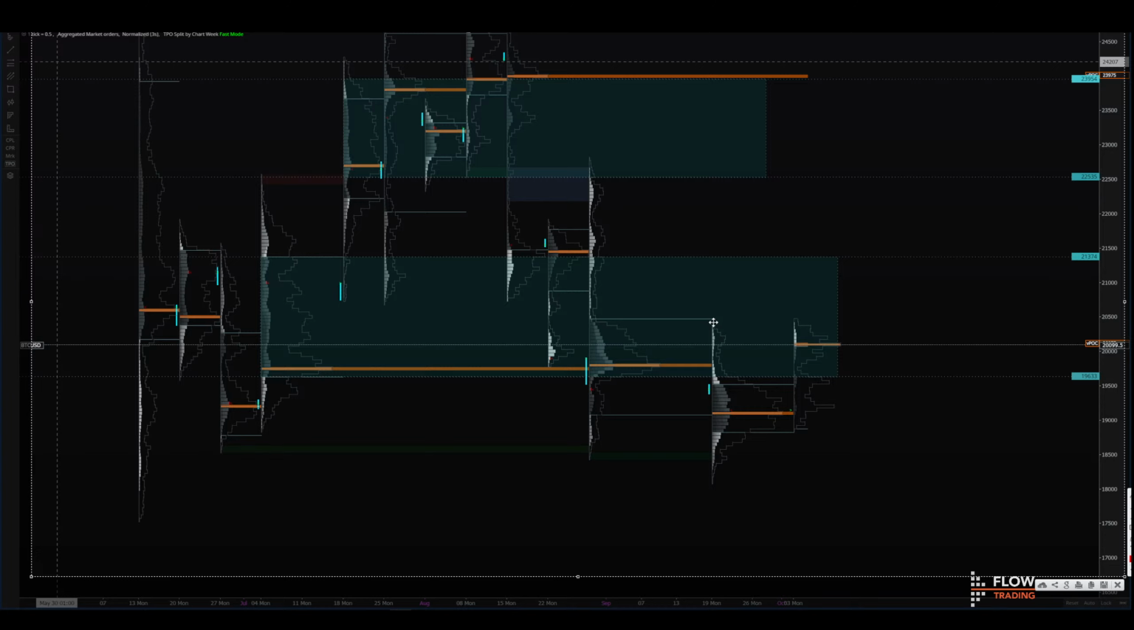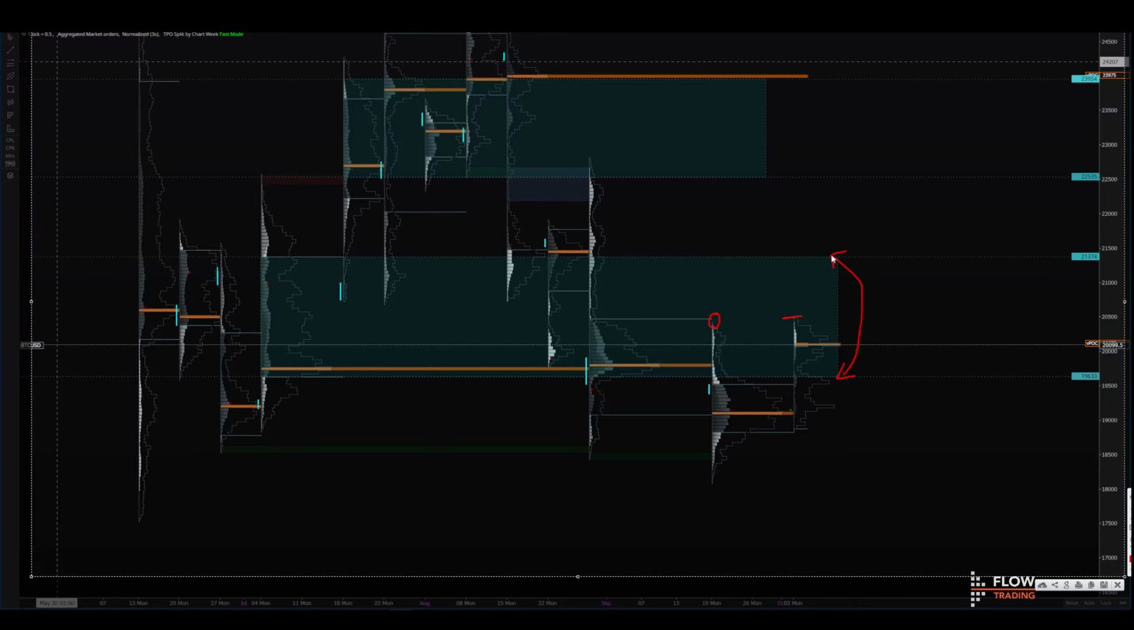We found resistance at this naked value area high here. Okay, we've just taken that. And now it looks like we could be rotating between these two levels, right? 21,300, 19,600. That's potentially what could happen.